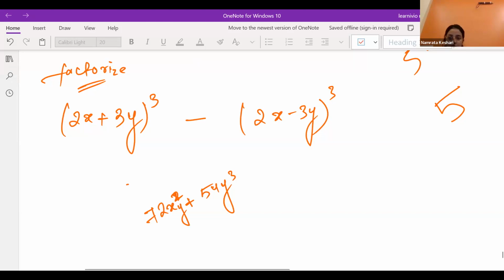Okay, let's do it. So either we can use the formula that a plus b whole cube, a minus b whole cube, and then we can see what can be done. Let's see. Sazia, one more step you can do over here. It's a question from the factorization part. So in multiplication, our answer has to be there, something into something like that.